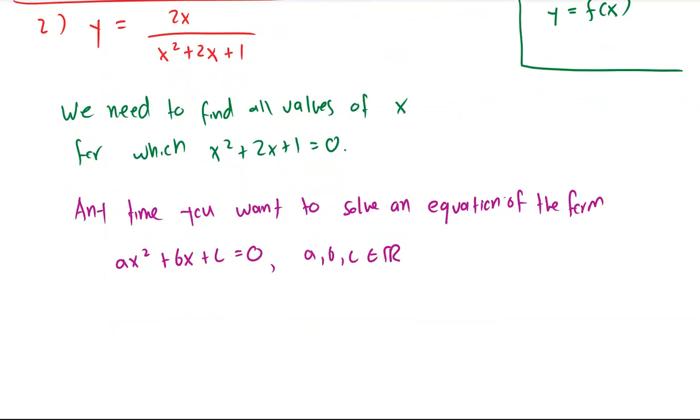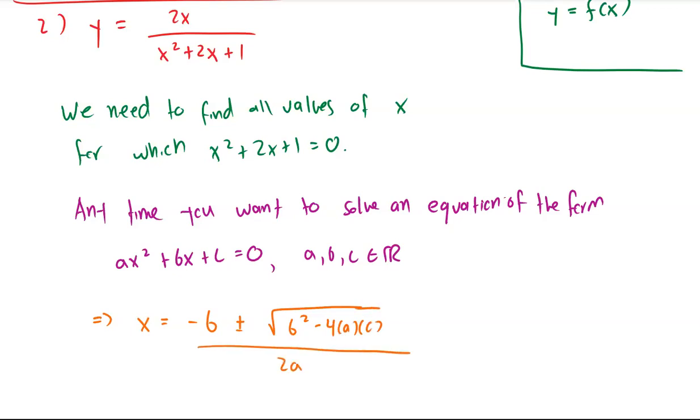Well, you can find them using the quadratic formula. What's the quadratic formula? I'm going to state it for you here. The quadratic formula is x is equal to negative b plus or minus the square root of b squared minus 4 times a times c, all divided by 2a.